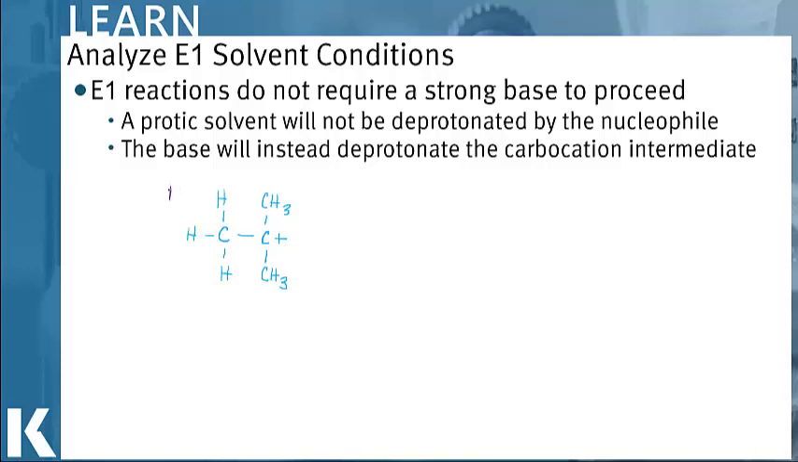So we have a carbocation intermediate drawn here, and our base is going to come in, and it's going to grab this proton, allowing it to leave, and allowing us to make a carbon-carbon double bond. The protic solvent will stabilize this carbocation intermediate while the nucleophile is acting as a base and is coming in and removing that proton.